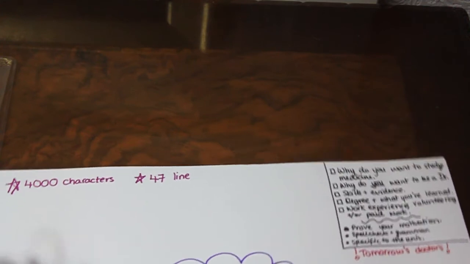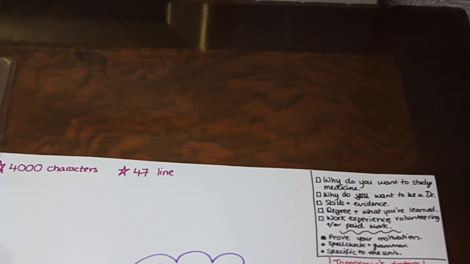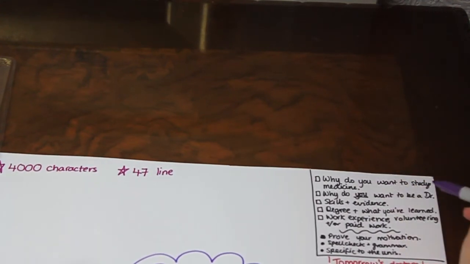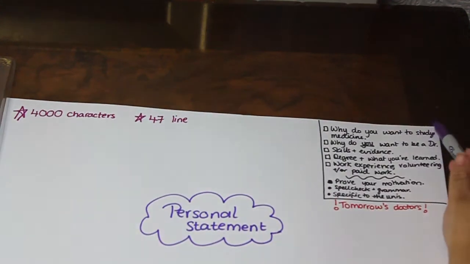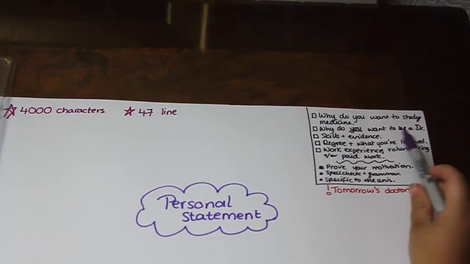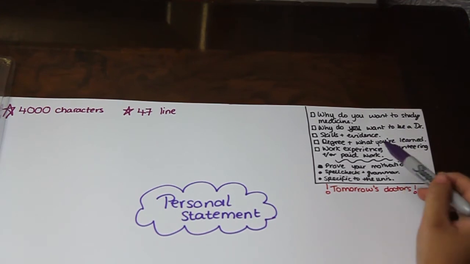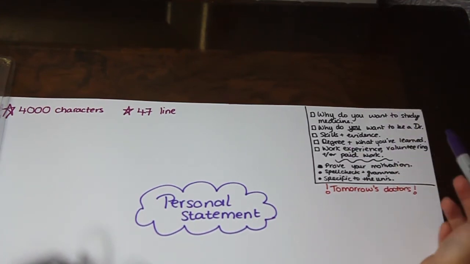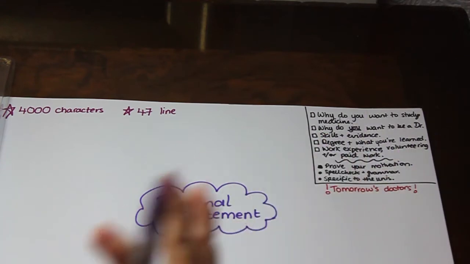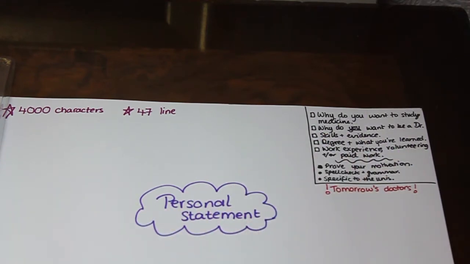Now, these things that I've listed here in the top right hand corner, this is going to form the basis for the plan. It's going to be the very broad structure of your personal statement. So the first thing I think we need to do is to just create those sections on our mind map. Okay.